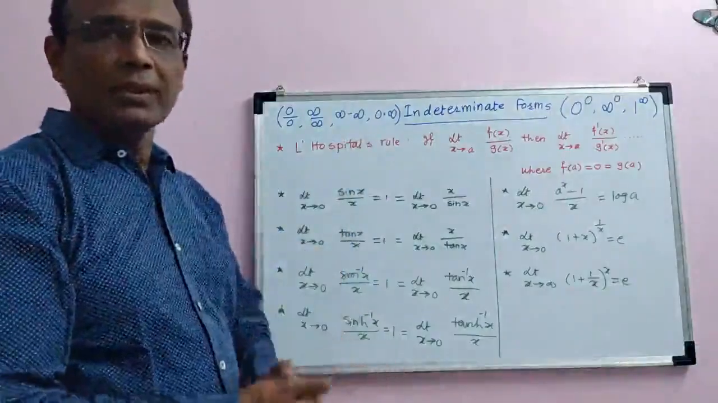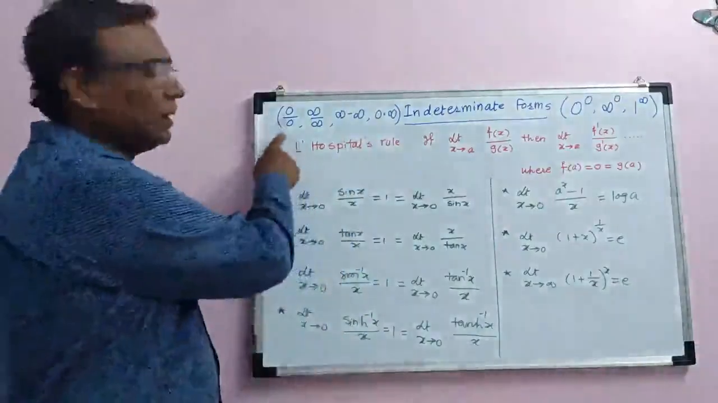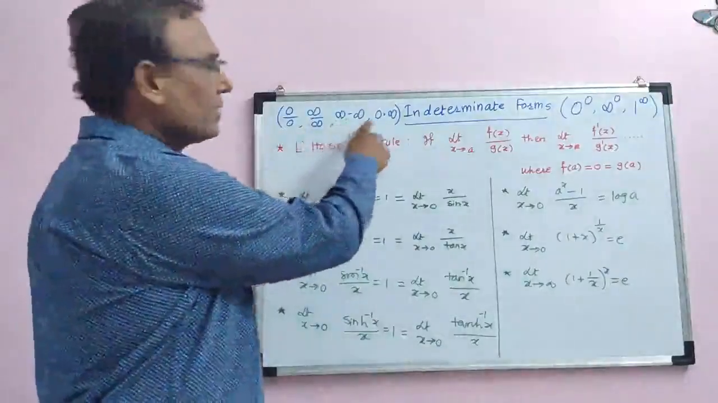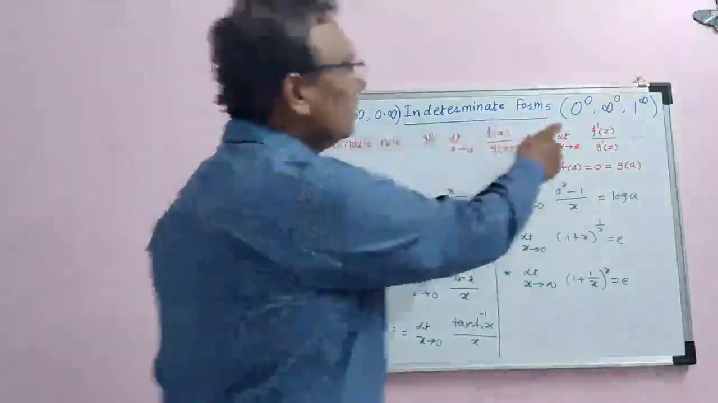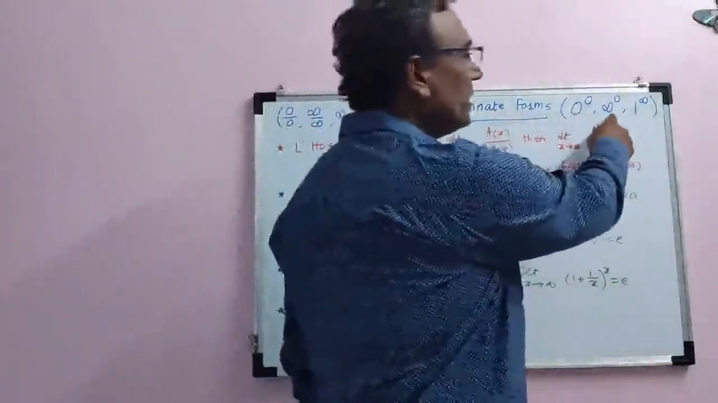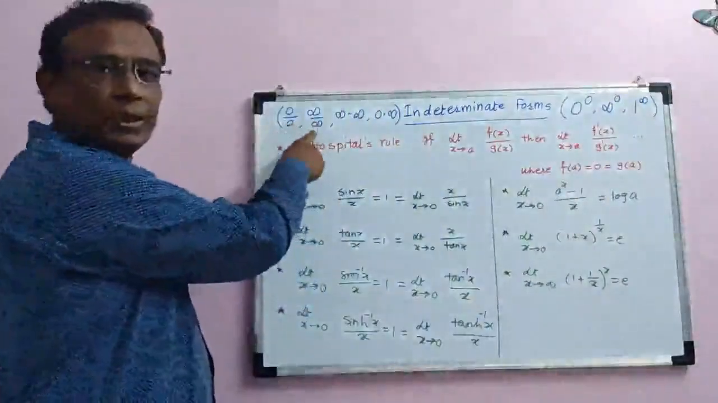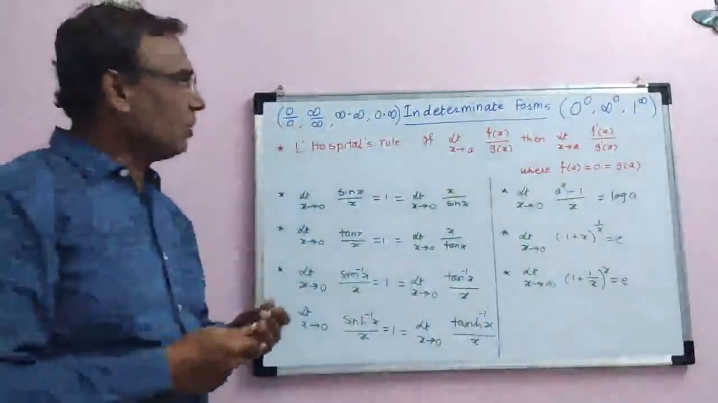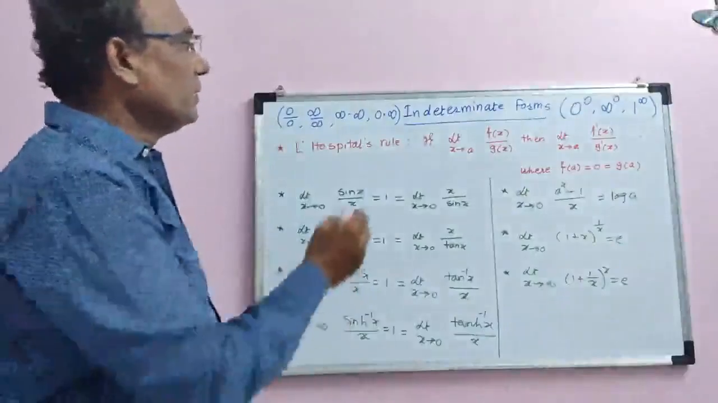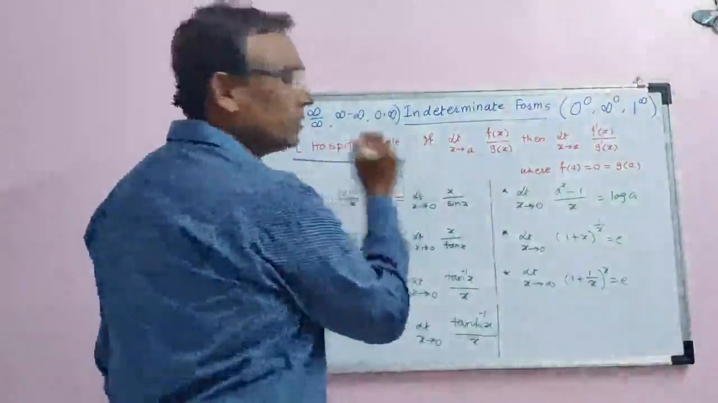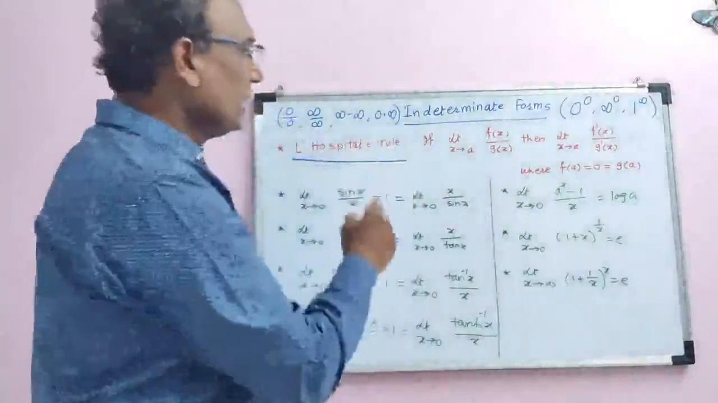So we have 7 indeterminate forms: 0 by 0, infinity by infinity, infinity minus infinity, 0 into infinity, 0 raised to 0, infinity raised to 0, and 1 raised to infinity. 0 by 0 and infinity by infinity are the basic forms. When you solve problems on indeterminate forms, the L-Hospital rule you have to use. The L-Hospital rule I have written.